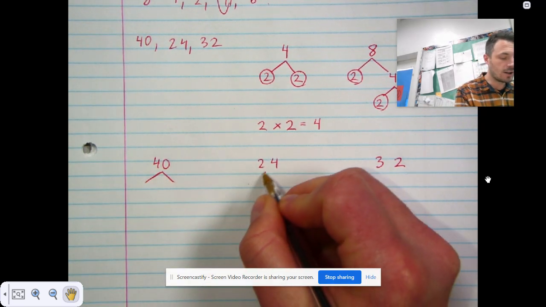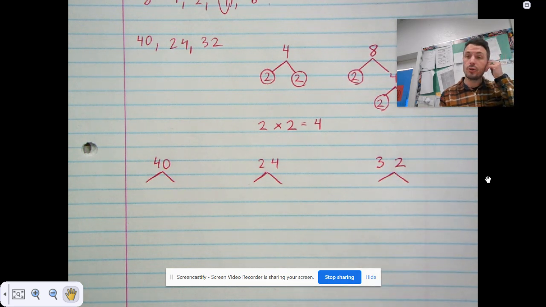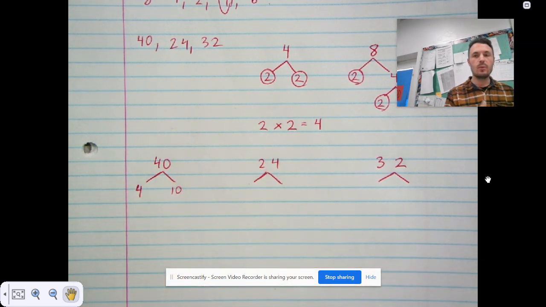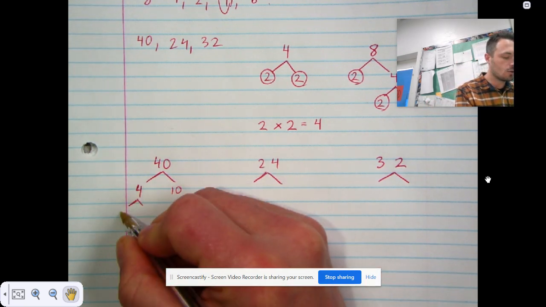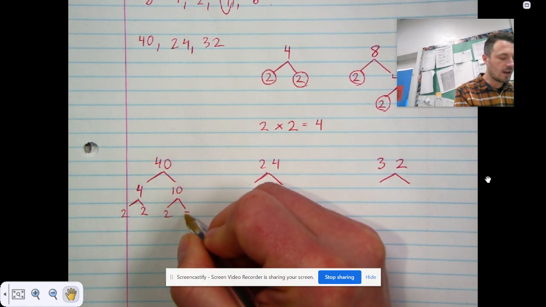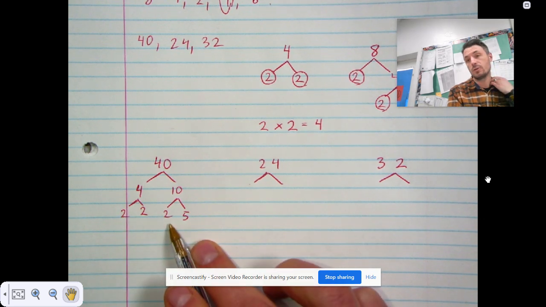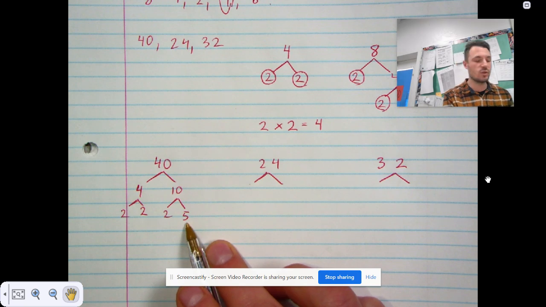Each number sprouts branches, and you pick any 2 numbers that can be multiplied together to equal these numbers. So we could pick 4 times 10. And then we keep going. They keep sprouting branches until there's only prime numbers left. 2 times 2 is 4. 2 times 5 is 10. There's only prime numbers left because 2 is prime since only 1 times 2 equals 2, and 5 is prime since only 1 times 5 equals 5.